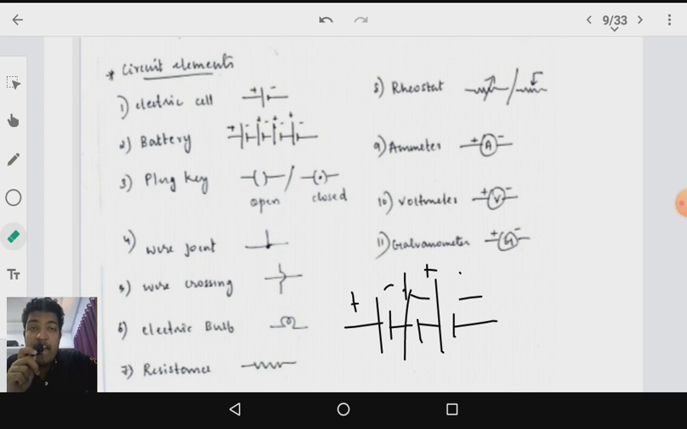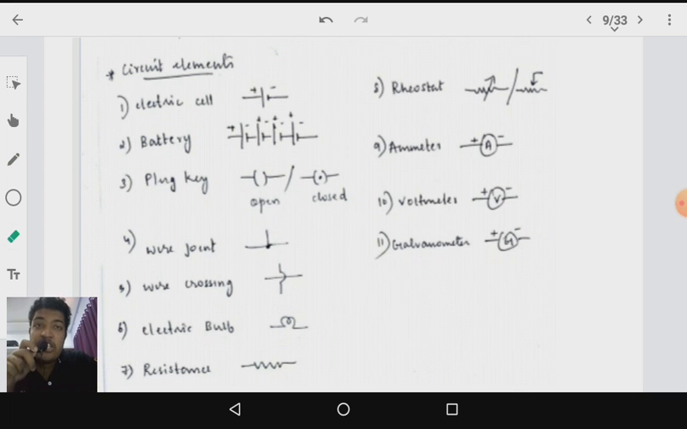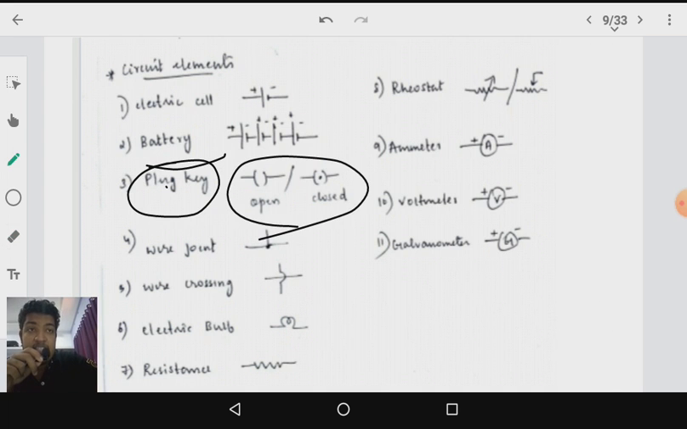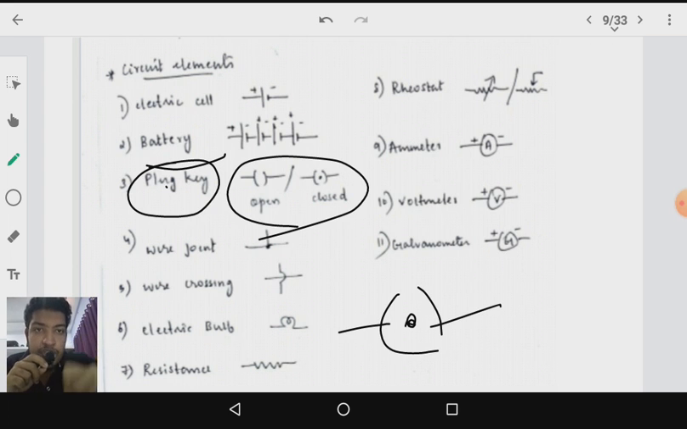Next is that of a switch. A switch is also known as a plug key. There are two methods of representing a plug key. Either you can put it like this, which means the switch is in off position, and if you put it like this, that means it is in on position. Another, more classic way of representation is this. If you put a simple bracket like this, that means it's an open circuit, and if you put a dot here, that is a closed circuit.